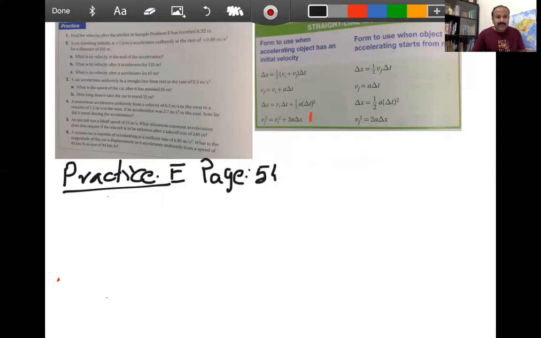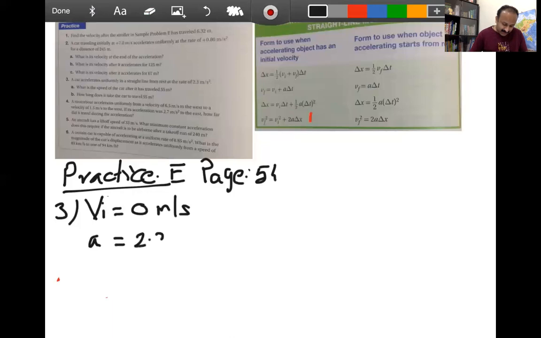In question number 3, a car accelerates uniformly in a straight line from rest at the rate of 2.3 meter per second square. So from rest means your Vi is going to be 0, because it starts from rest. So Vi is equal to 0 meter per second. It accelerates at the rate of 2.3 meter per second square, so your acceleration is 2.3 meter per second square.